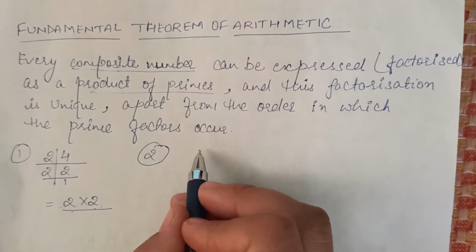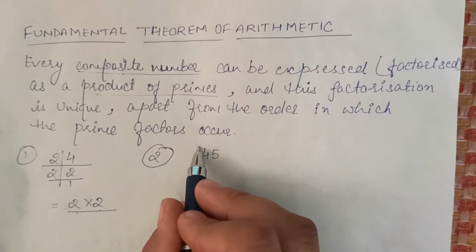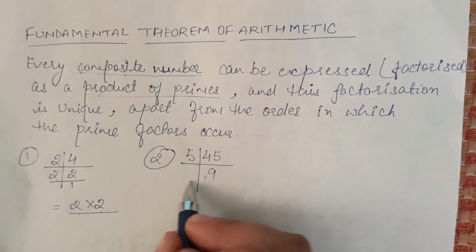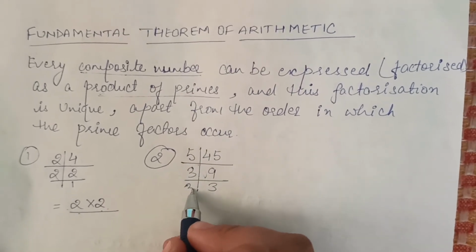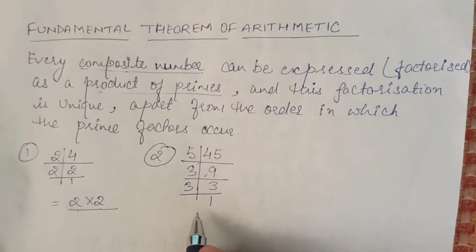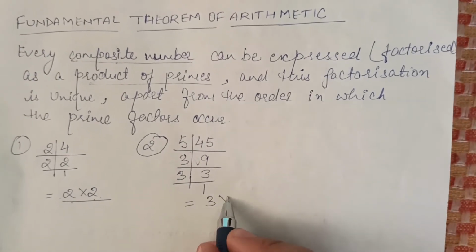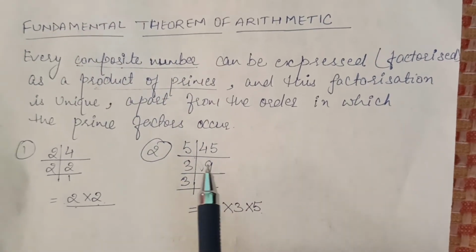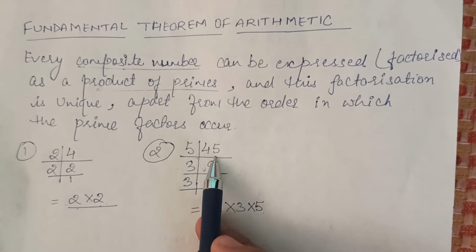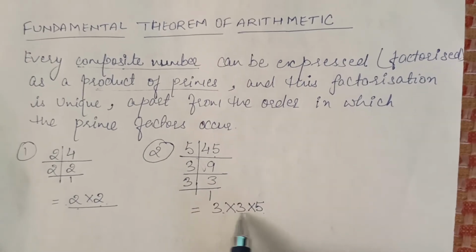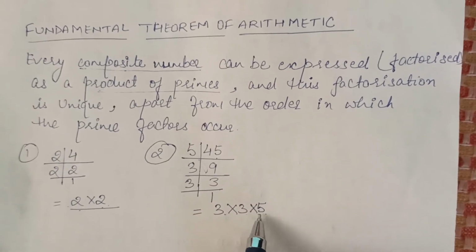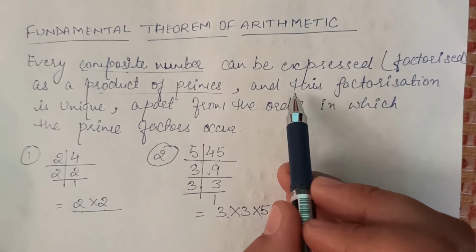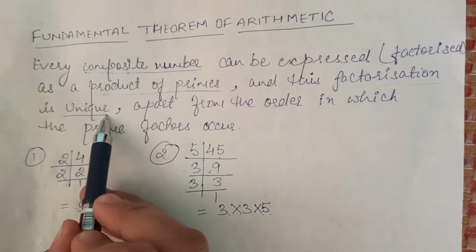Let us repeat the previous example and factorize 45 into its prime factors. So 5 9s are 45, 3 3s are 9 and 3 1s are 3. So what are its prime factors? 3 into 3 into 5. So you can see that we can express 45 as a product of prime numbers. And the second thing that is written here is that this factorization is unique.